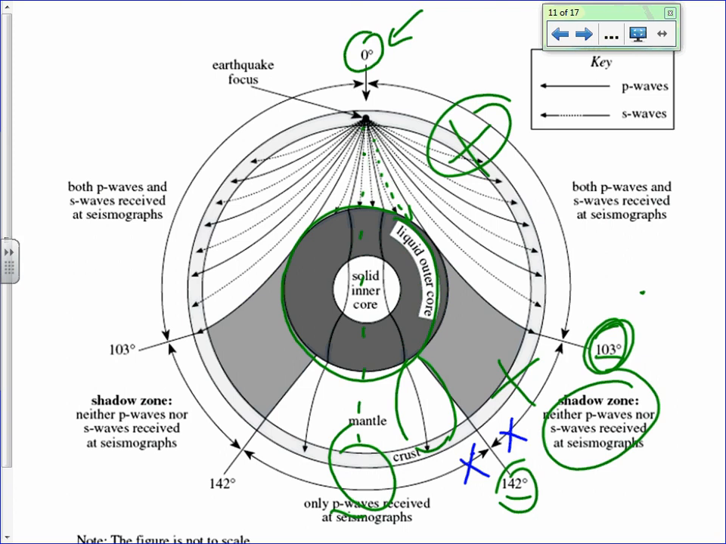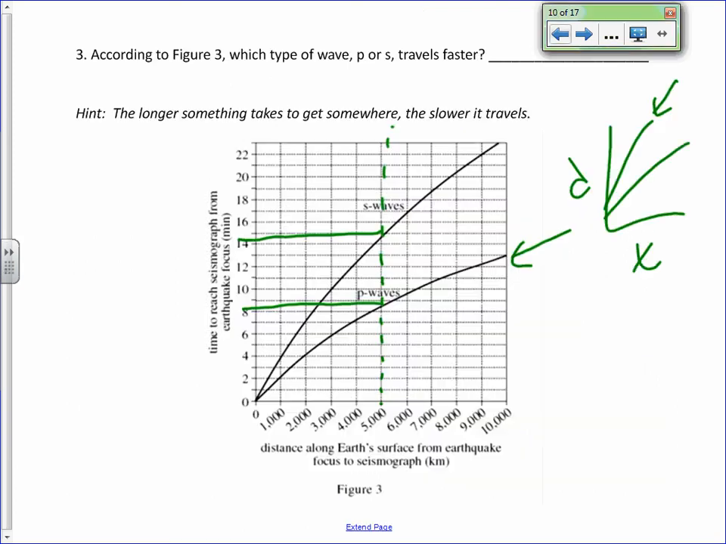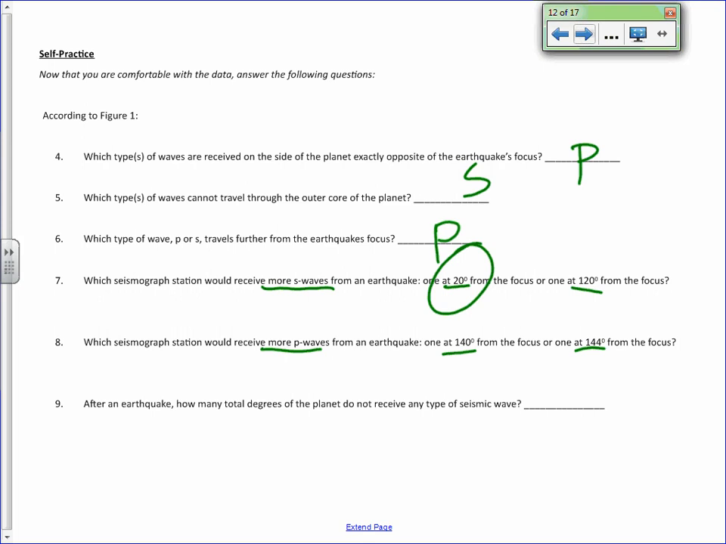Which one's in the shadow zone? 140. So which one gets more waves? 144 should get more waves because 140 is in the shadow zone.